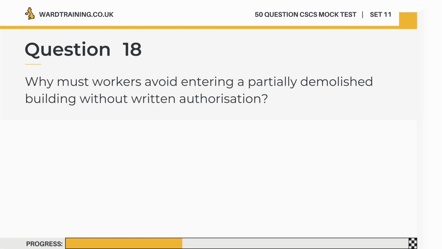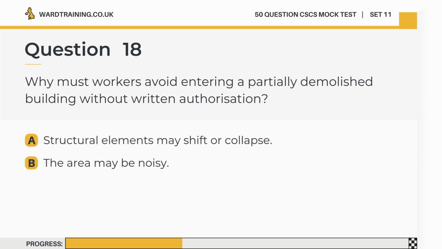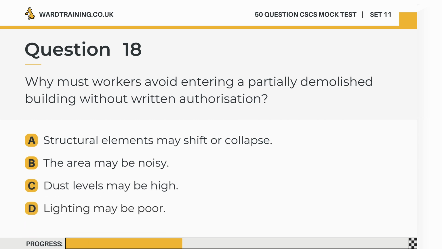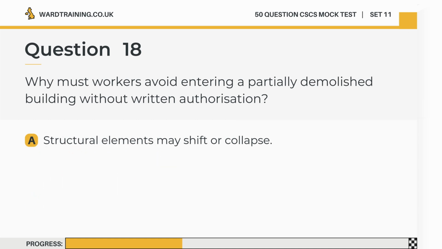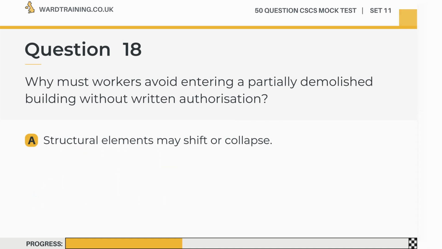Question 18. Why must workers avoid entering a partially demolished building without written authorization? A. Structural elements may shift or collapse. B. The area may be noisy. C. Dust levels may be high. D. Lighting may be poor. The correct answer is A. Structural elements may shift or collapse.